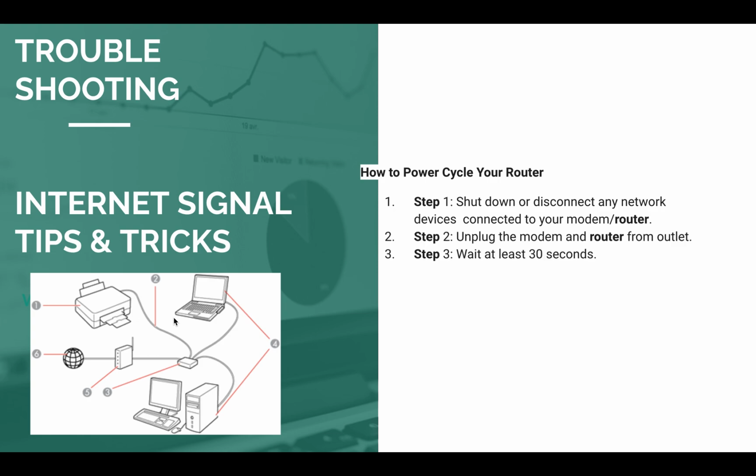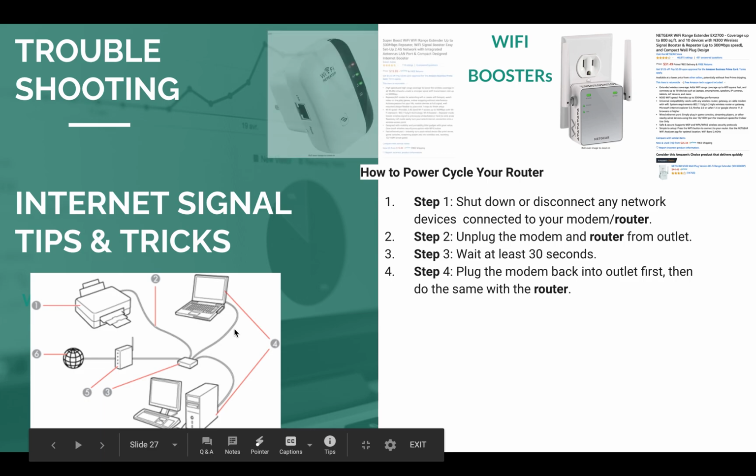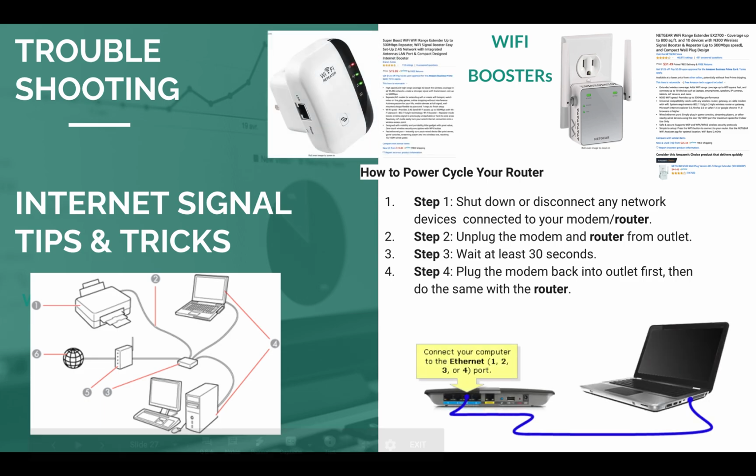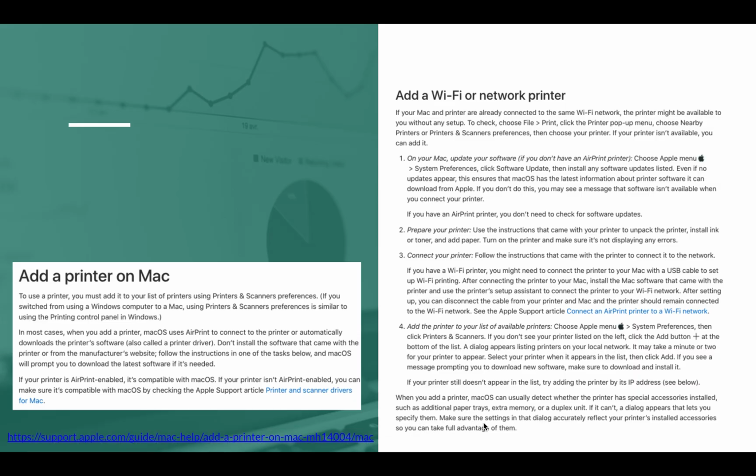So power cycling is, in a nutshell, you take the power cables out of your router and modem, you wait 30 seconds, you plug them back in, and that often helps speed up internet issues. Wi-Fi boosters are really great. I use them at home to boost internet signal in the corners of the apartment that we live in. And then this is just the back of a wireless router, how you might connect one device to the router to see if it helps.